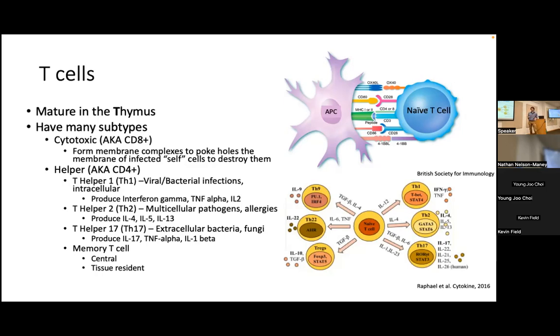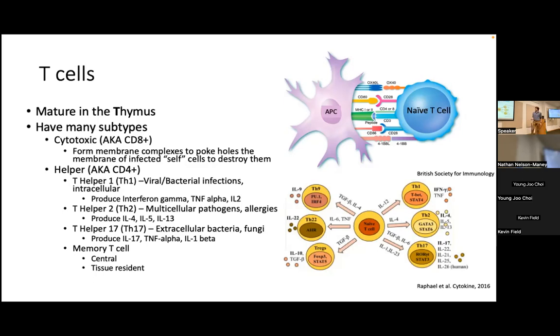And Th2 cells, or helper type 2 cells, respond to more multicellular pathogens like worms or other larger parasites. And they produce a very specific signature of cytokines as well, like IL-4, IL-5, and IL-13.